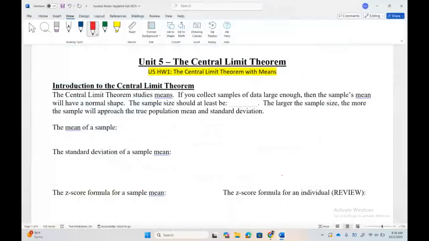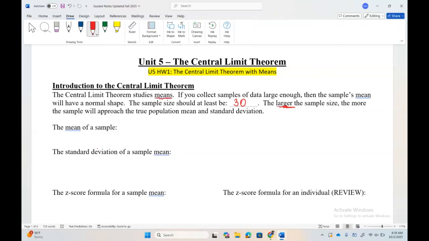Okay, we are going to talk about the central limit theorem with means to get this video started. The central limit theorem studies means of a sample, basically. If you collect samples of large enough data, then the sample mean will have normal shape. We need a sample size of at least 30. The larger the sample size, basically the better.